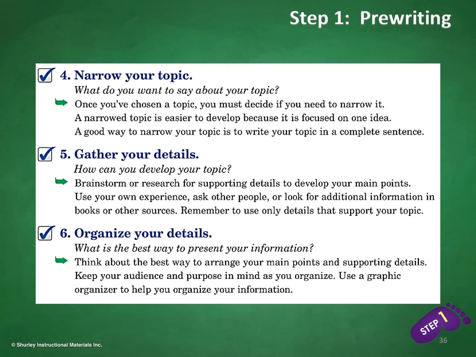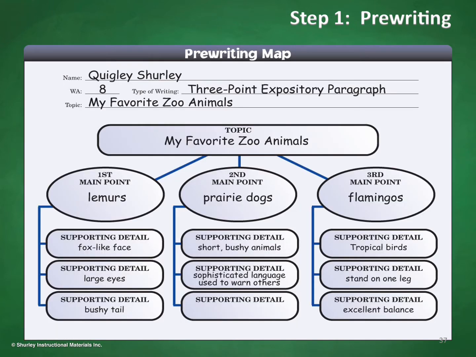As the pre-writing checklist continues, students learn to narrow their topic before gathering and organizing their details. The writer must determine what they want to say about their topic and narrow their focus to one idea. Then, they will brainstorm to gather details that develop their main points. As they gather information and details about their topic, the students will use a graphic organizer to organize their ideas on paper in a visual way.